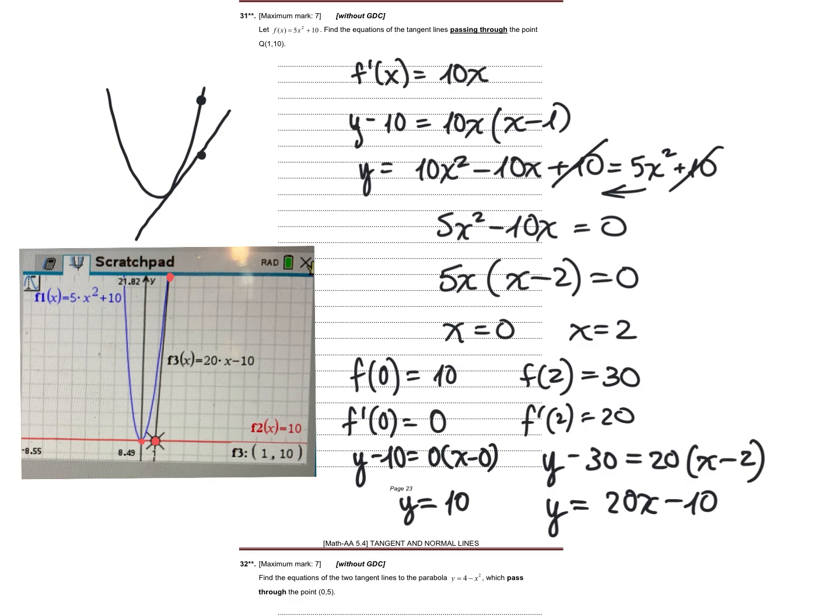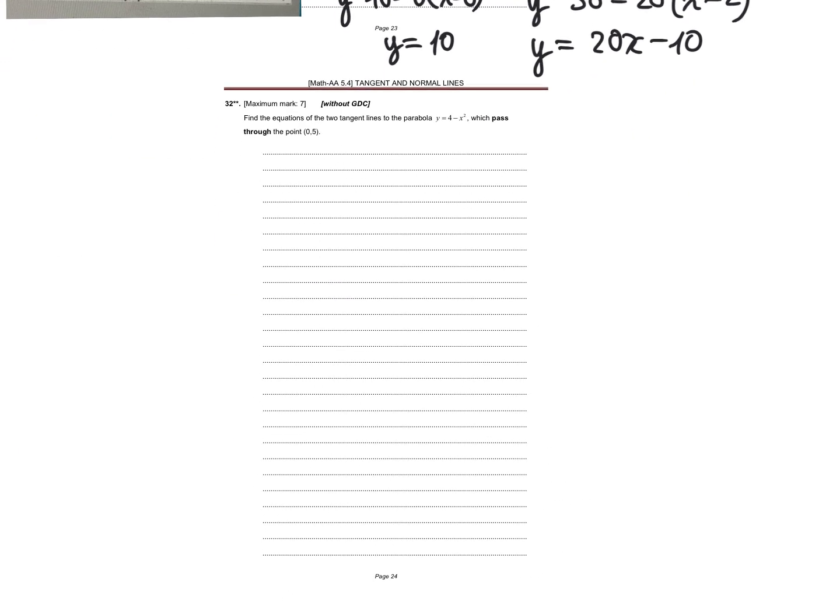Okay, so tough. 32, find the equations of the two tangent lines to the parabola y equals 4 minus x squared, which pass through the point. Okay, so again here, we're going to have our parabola, 4 minus x squared. So this is 4. This is 2 and negative 2.